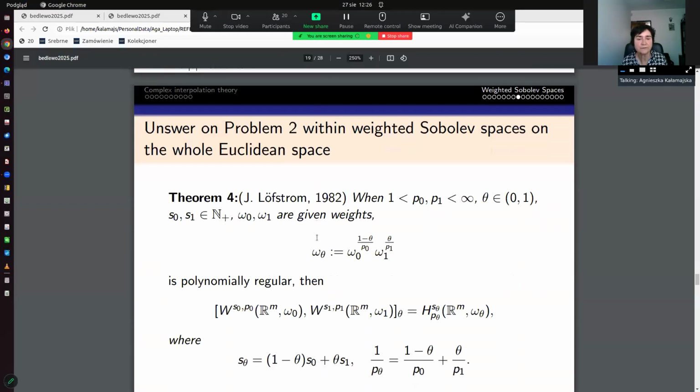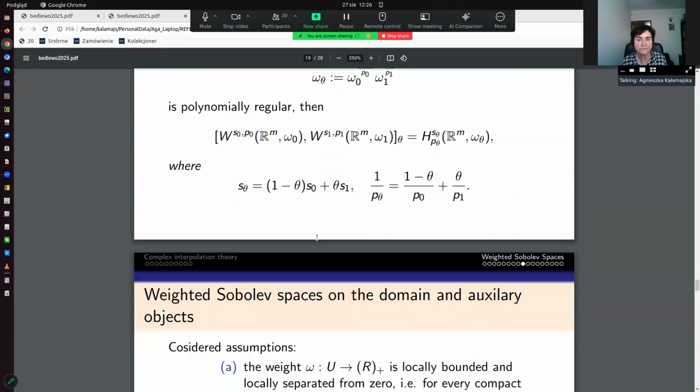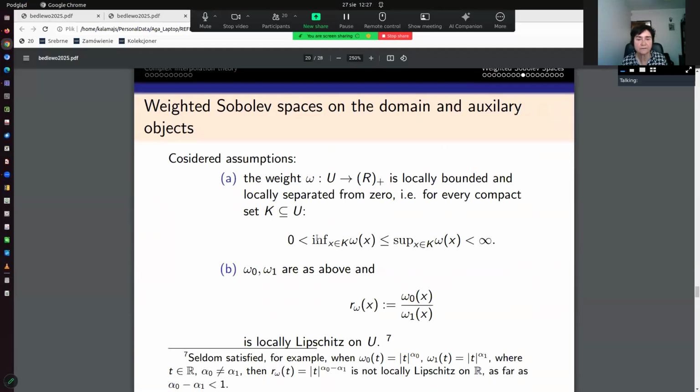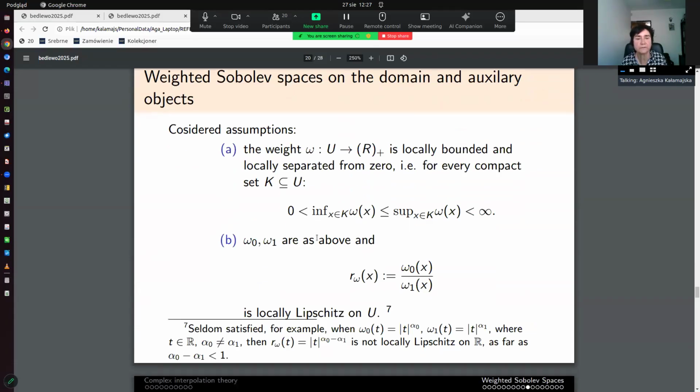Now, Löfström has, as I have said, and then there was a long silence with respect to that theory, no papers. And then in 2019, there was a paper by Schwickel and Oinaev, and I will tell about that paper. There are certain assumptions. Previously it was on R^m, the Euclidean space.